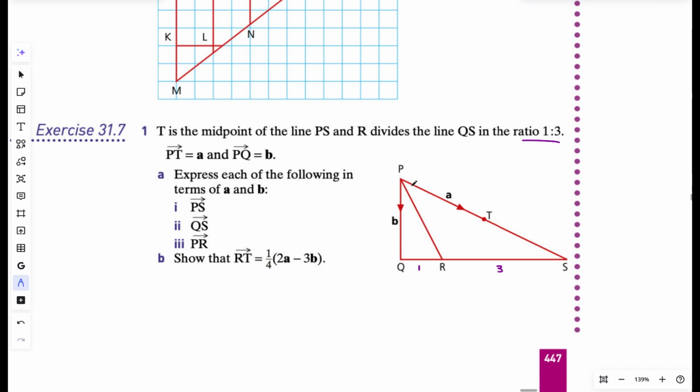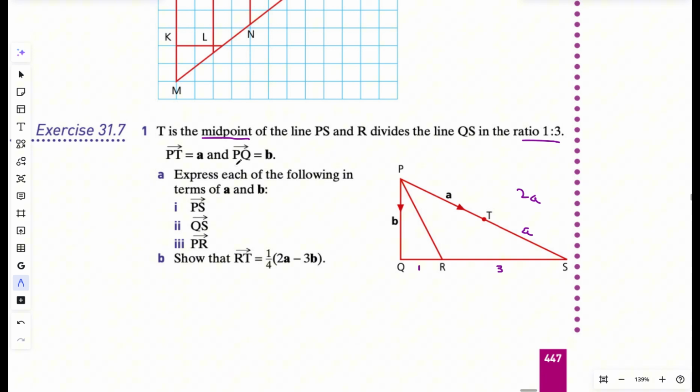Okay, they've defined PT as A, that means from here to here is A. If here is A, TS will also be A, because they told us it's the midpoint. If you move halfway it is A, the other halfway will be A. So A plus A will be 2A. If I want PS, PS will give us 2A, if we want the distance PS.